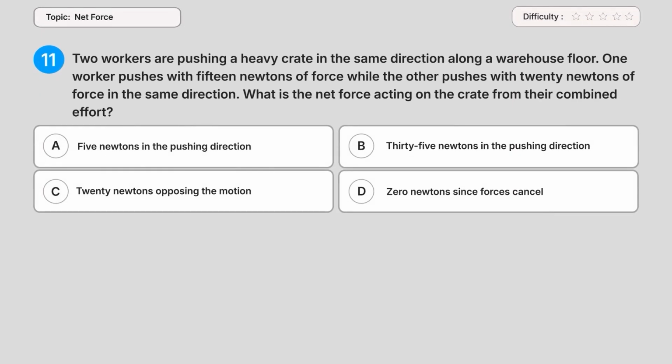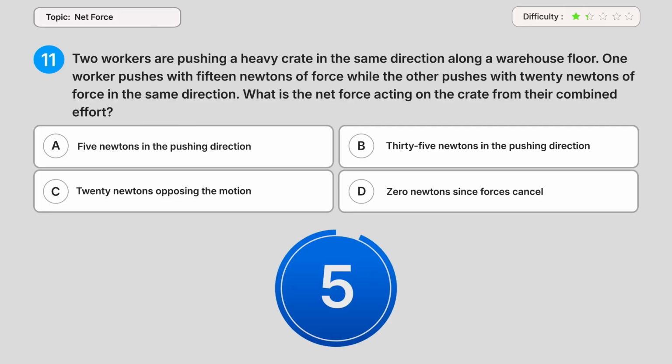11. Two workers are pushing a heavy crate in the same direction along a warehouse floor. One worker pushes with 15 newtons of force, while the other pushes with 20 newtons of force in the same direction. What is the net force acting on the crate from their combined effort? A. 5 newtons in the pushing direction. B. 35 newtons in the pushing direction. C. 20 newtons opposing the motion. D. 0 newtons since forces cancel. Do you know the answer?